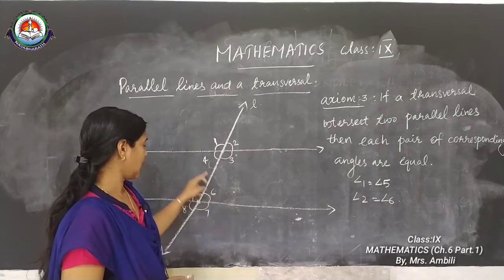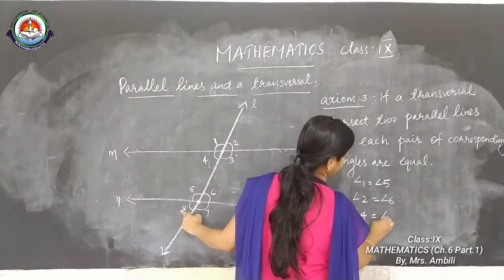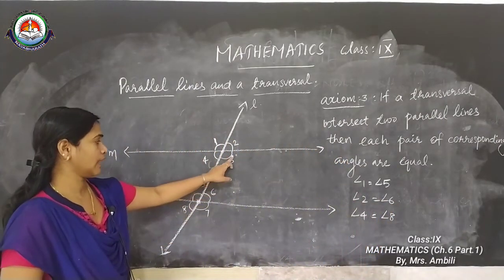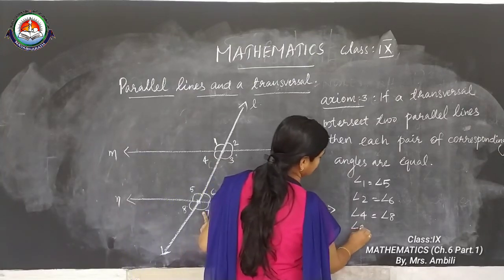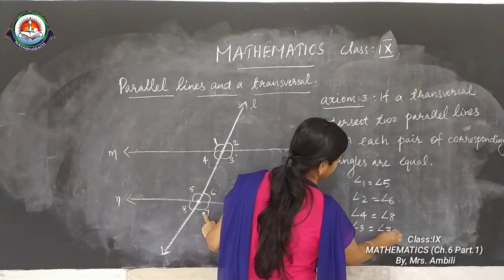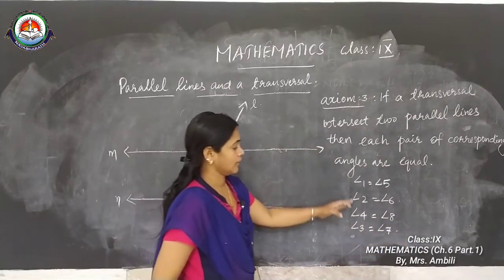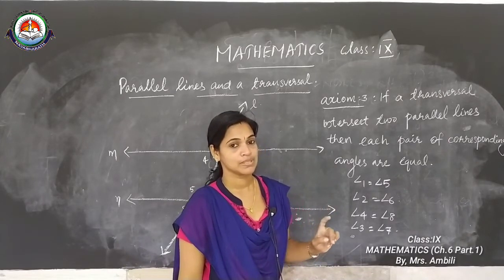What is next? Angle 4 and angle 8. Angle 4 is equal to angle 8. Next pair of corresponding angles, angle 3 and angle 7. So angle 3 is also equal to angle 7. Okay, these corresponding angles and everything is needed when we are solving problems.